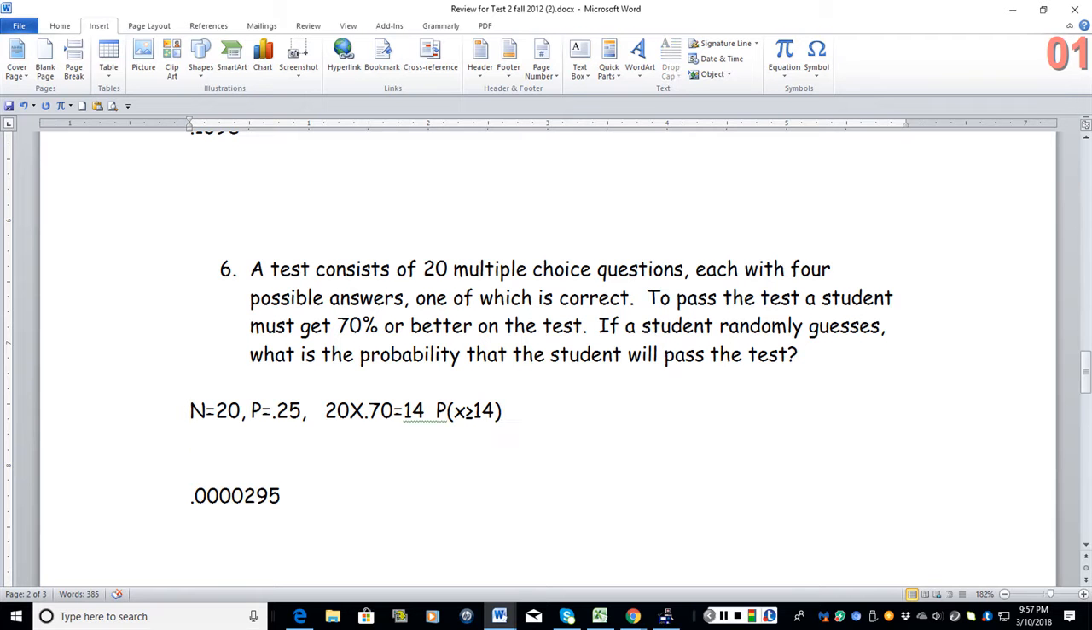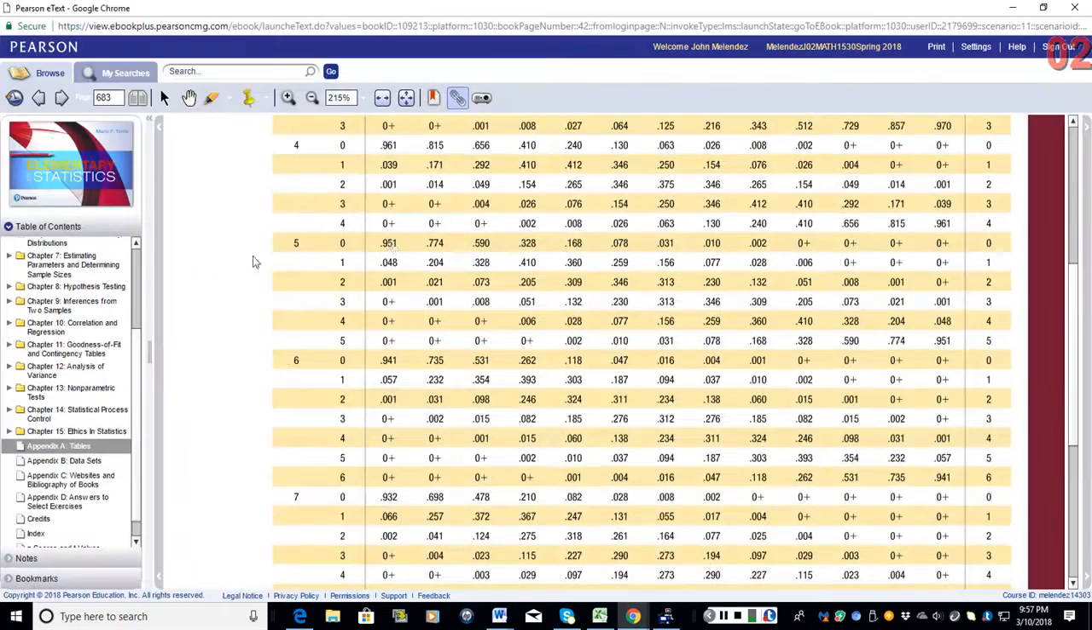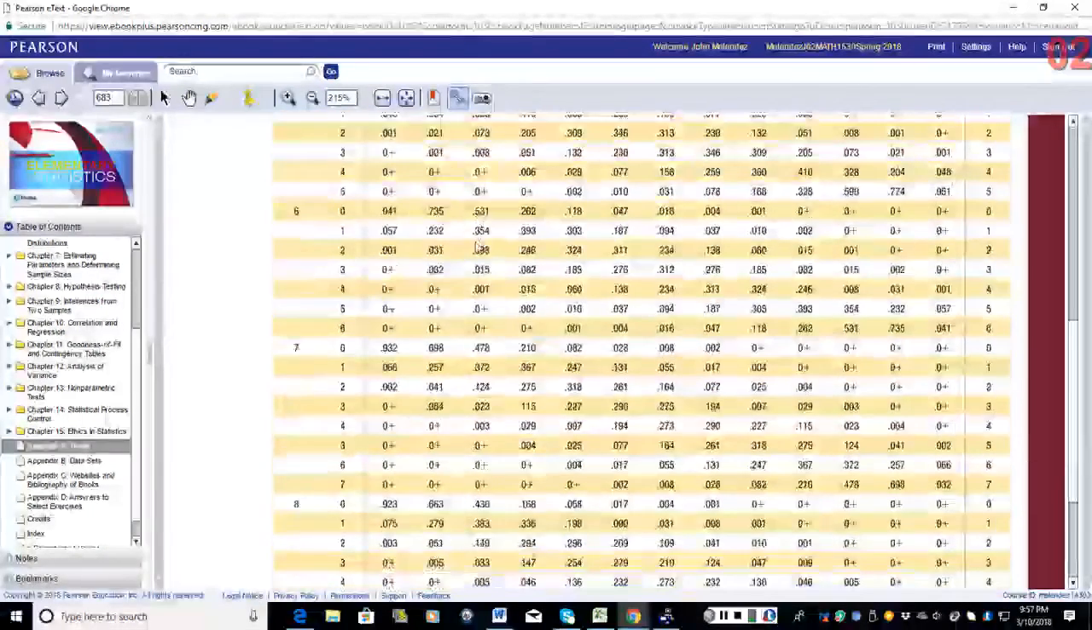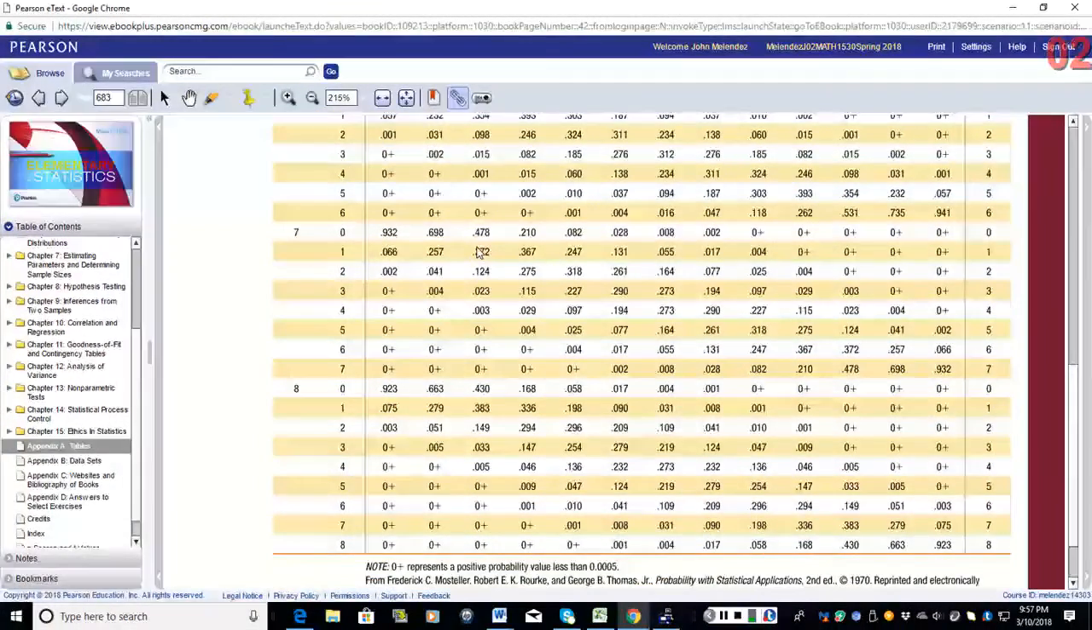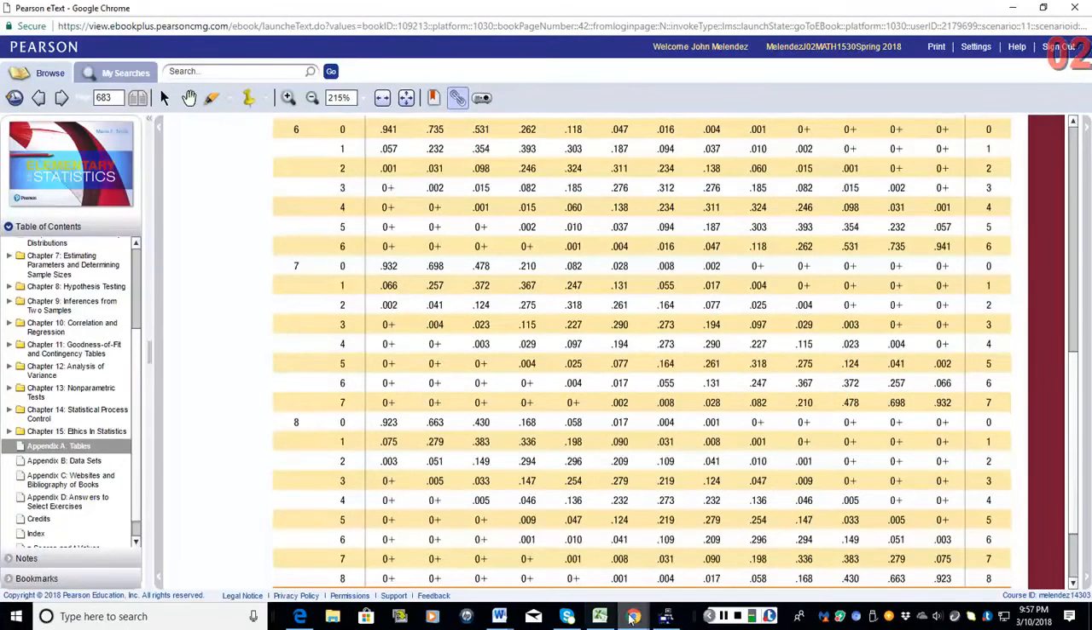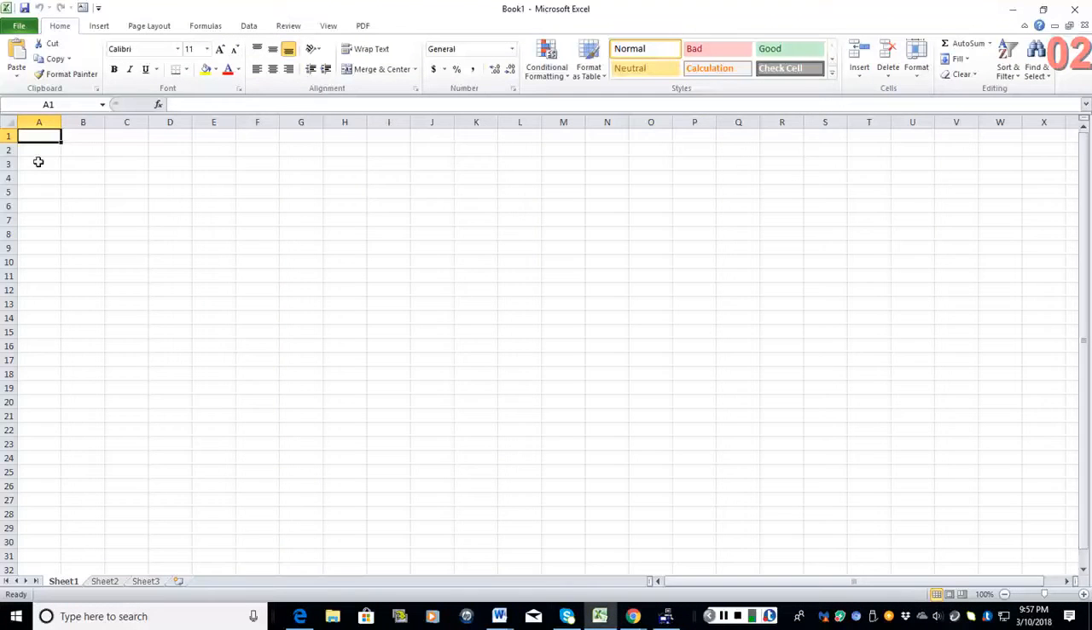Now one way of doing it is through the calculator or the tables. The problem with the tables in your book is that they don't go all the way up to 20. It goes up to 8 only. So basically what we have to do is make our own table. So we're going to say x, and then here we're going to have p of x.